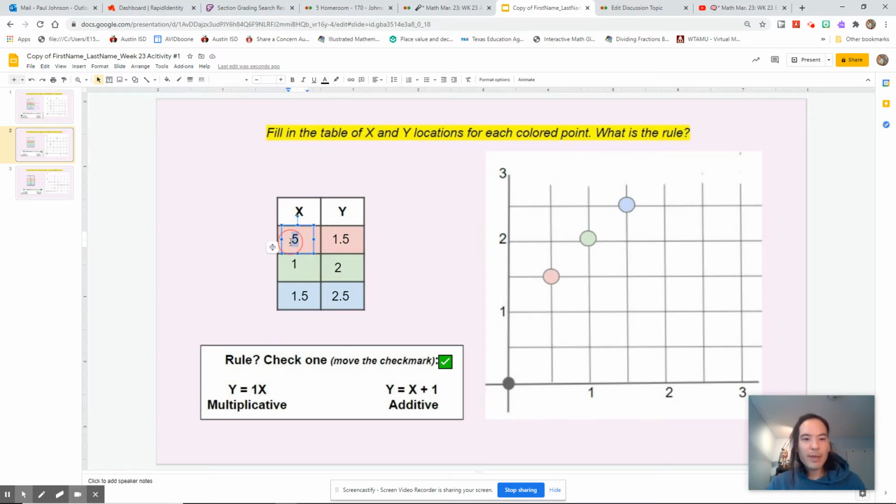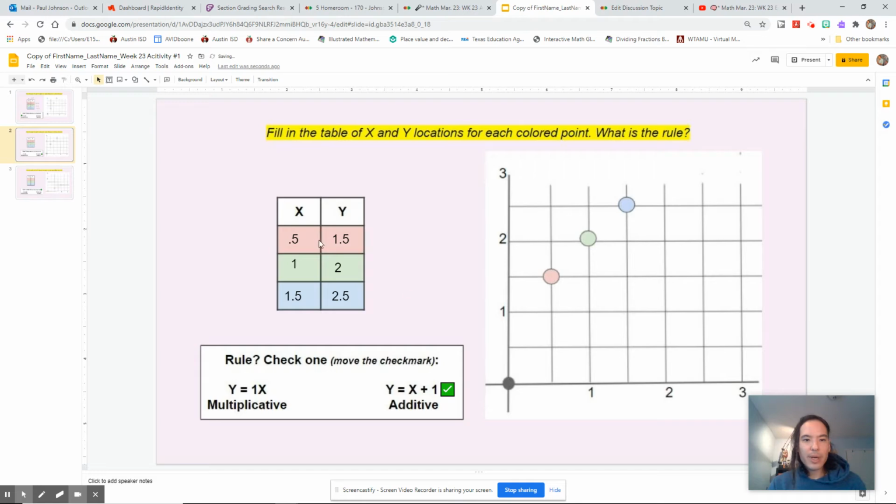So if I multiply 5/10 times 1, I get 5/10. If I multiply 1 times 1, I get 1. If I multiply 1 5/10 times 1, I get 1 5/10. Did we get any of those answers? Doesn't look like it. What if I add 1 to 5/10? If you added $1 to 50 cents, you'd have $1.50. What if I add 1 to 1? So take this 1 and plug it in for x. Y equals 1 plus 1. Y equals 2.